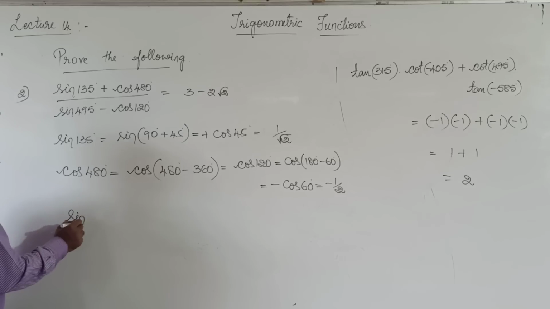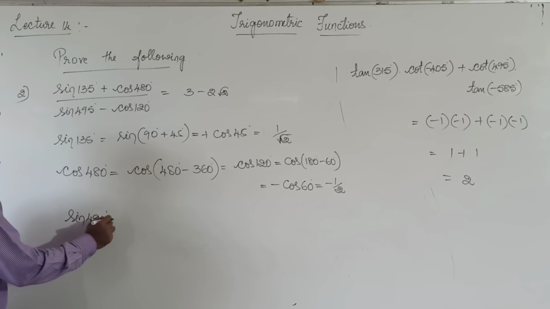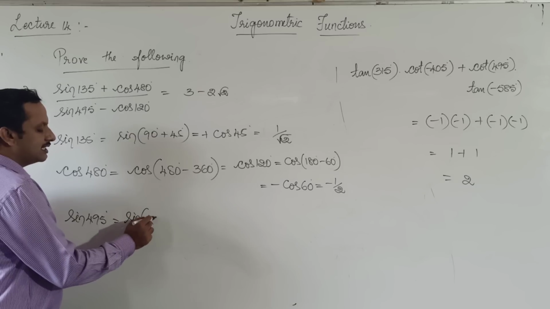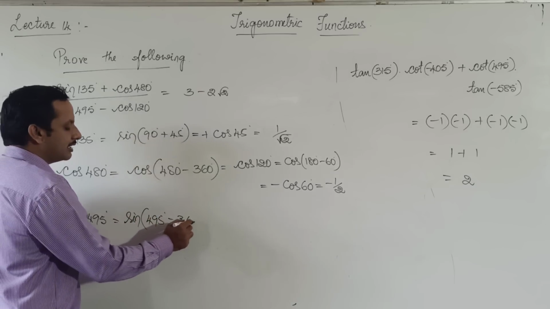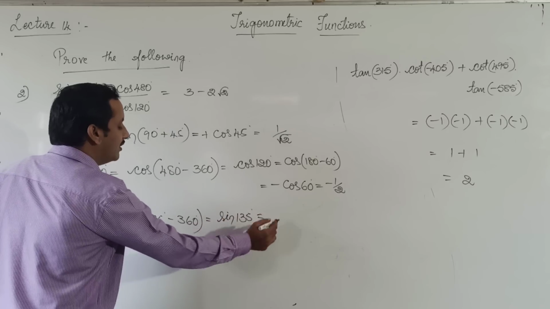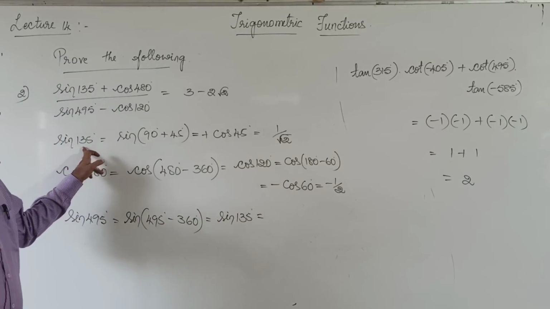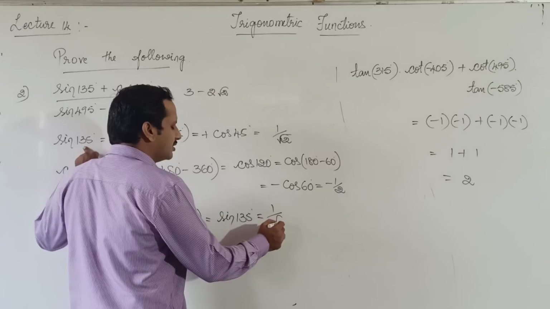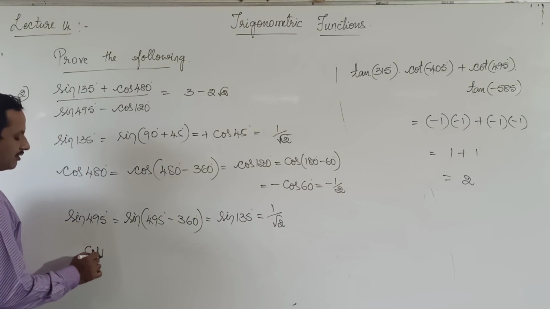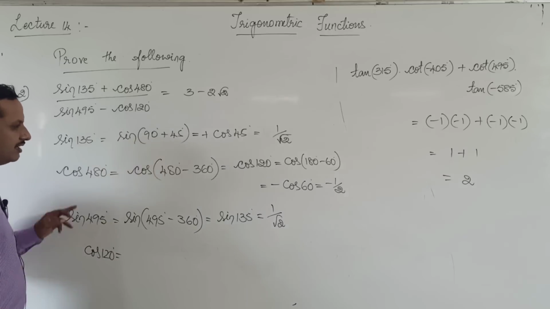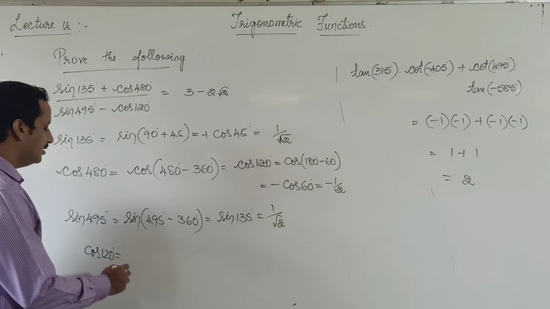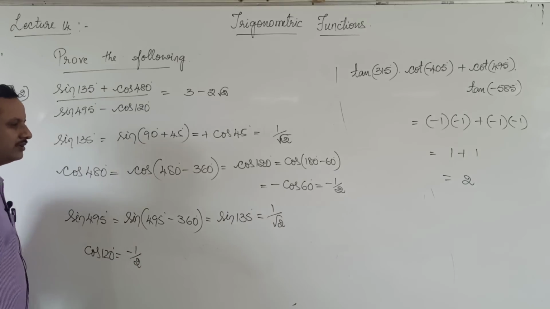Then sine 495 degree. This angle is greater than 360 degrees, so I will subtract 360 from this, so that will give you sine 135. Sine 135 degree, we have already calculated its value, directly I will substitute 1 by root 2. Then cos 120 degree we need. Cos 120 degree also we just found out. Cos 120 degree is equal to minus 1 by 2.